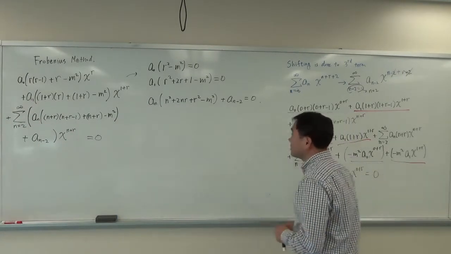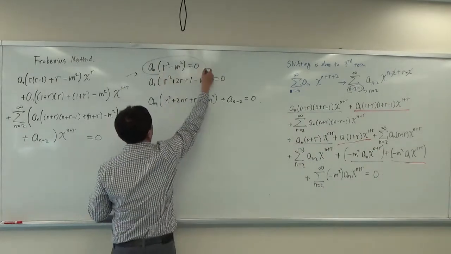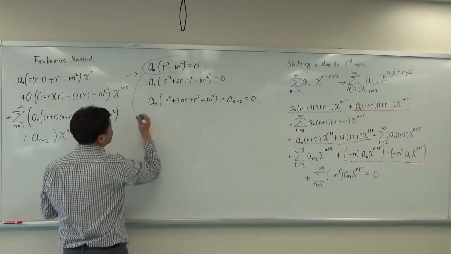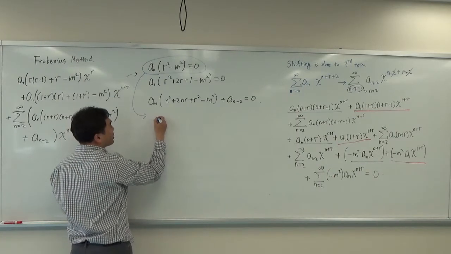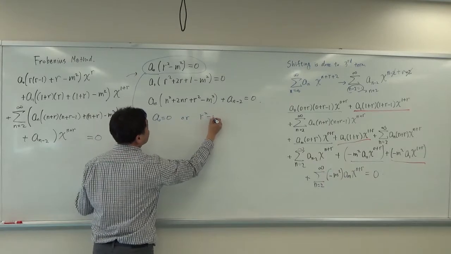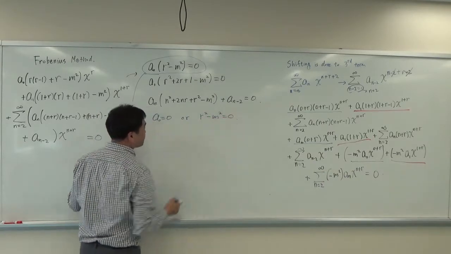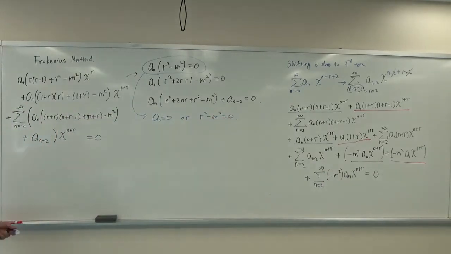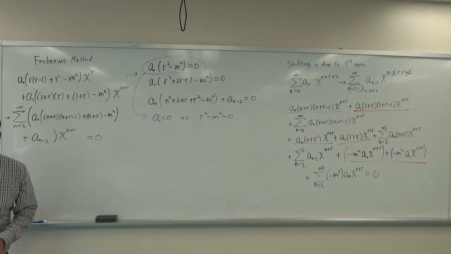Look at this thing. Now, if we have two things multiplied and it's equal to 0, it's either a0 equal to 0 or r squared minus m squared equal to 0, right? It's one or the other. However, one of them is invalid. We don't want it. Why? Trivial. Okay, that's okay. That trivial means for PDEs. Okay, that's for PDEs.